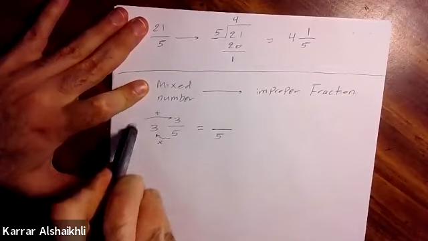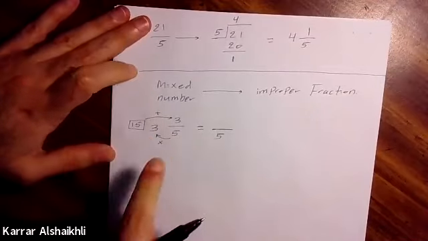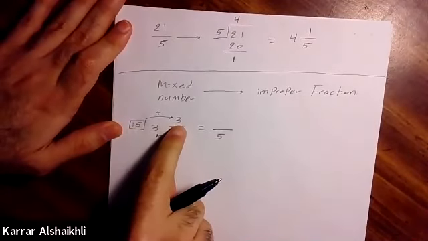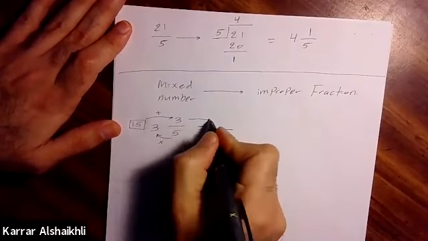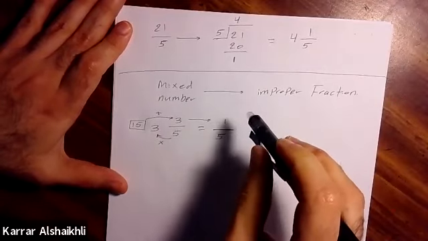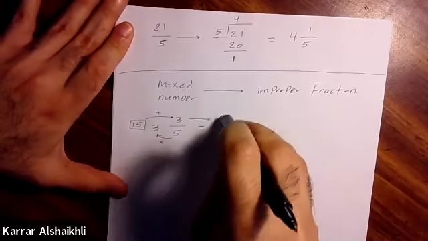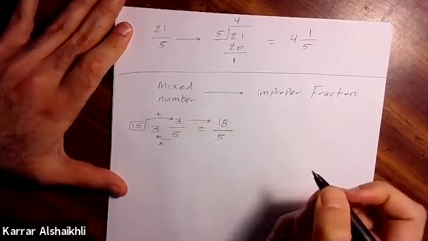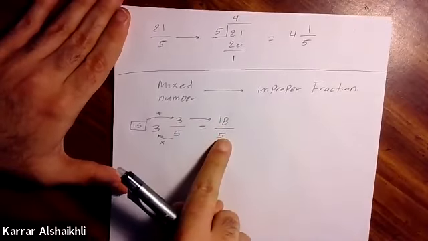Let's write down the result here so you can know. 5 times 3 is going to be 15, and then I'm going to add the 3. 15 plus 3 is going to be 18. Write down 18 here. So it's going to be 18 over 5. So I converted from a mixed number to an improper fraction.